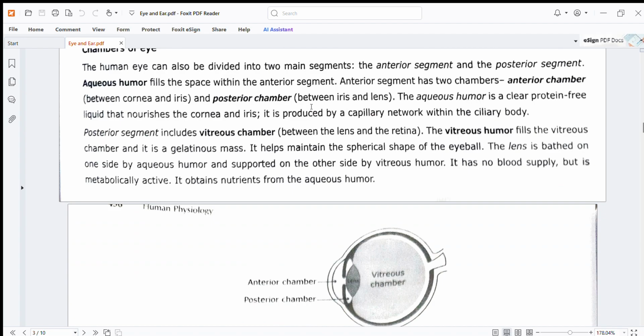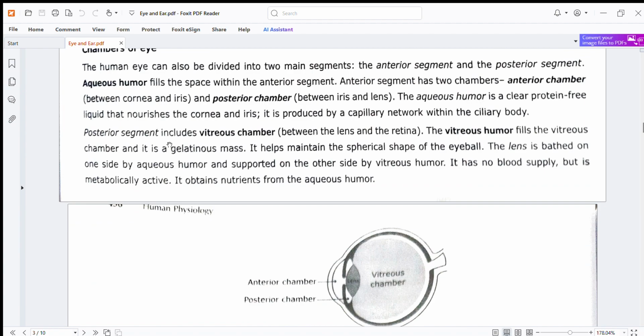And the posterior chamber between the iris and the lens. This is the posterior chamber, this one is the anterior chamber. The aqueous humor is a clear, protein-free liquid that nourishes the cornea and iris. It is produced by the capillary network within the ciliary body.